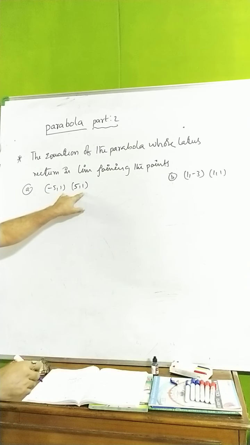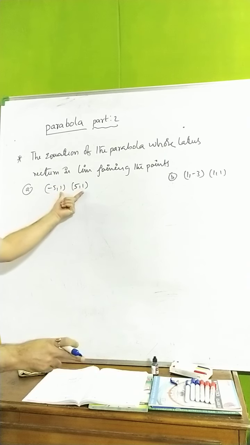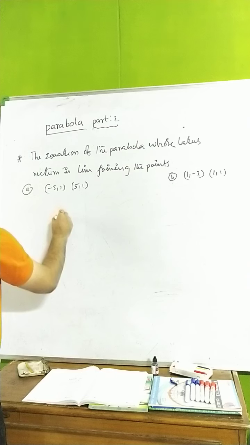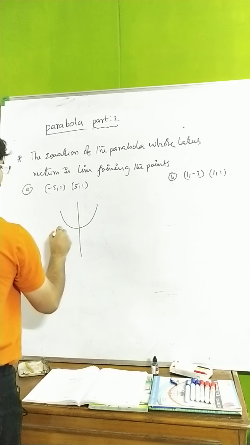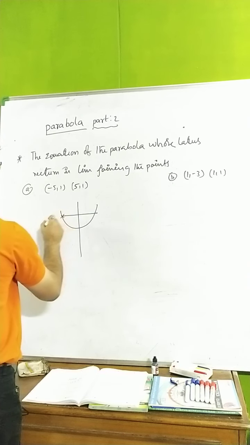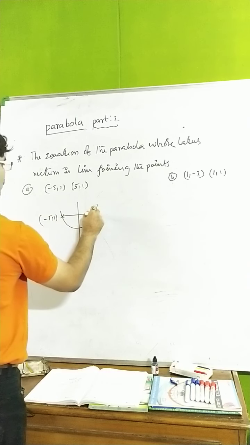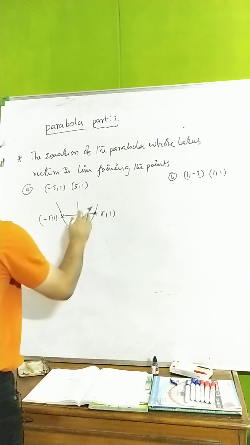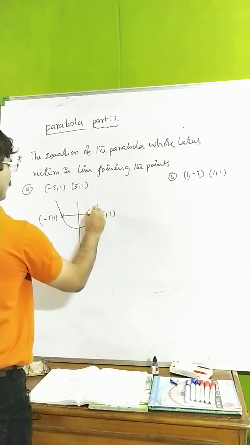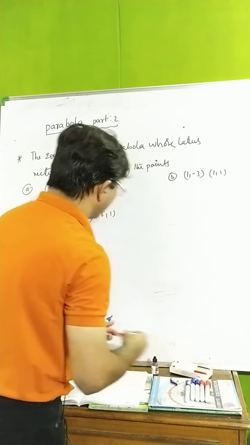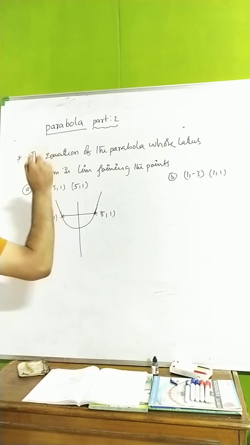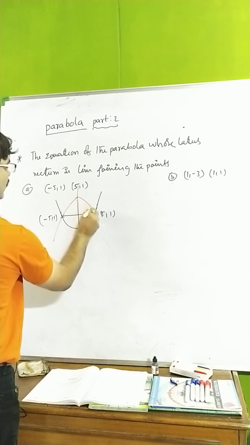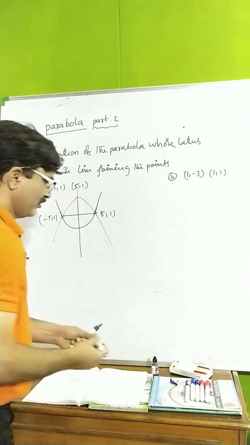So what is going on here? The y coordinates are the same. If y coordinates are the same, it is very clear, you can analyze it like this. The y coordinates being the same means it will be like this. So this is minus 5 comma 1 and this is 5 comma 1. One parabola is like this, but I can't say this is the only answer. The other one may be like this.